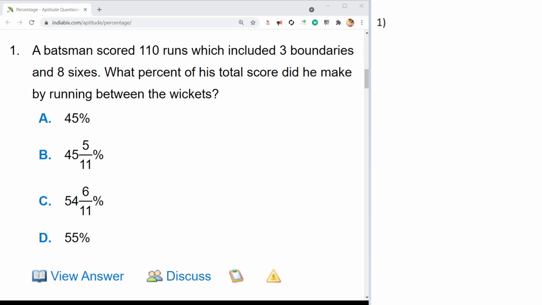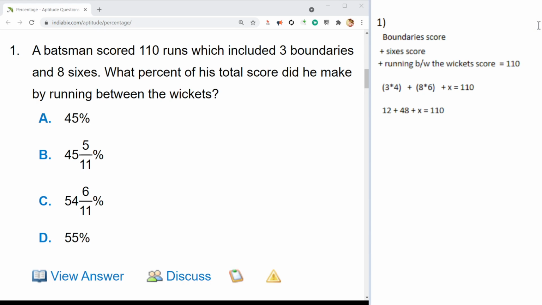Total score consists of boundaries, sixes, and running between the wickets score. The total is given as 110. Boundary score, 6 score and running between the wickets score. Total is equal to 110. Boundary score, 3 boundaries, so 3 into 4, plus 8 sixes, 8 into 6, plus, assume x is the running between the wickets score. So total is equal to 110. If you further simplify, 12 plus 48 plus x is equal to 110. From this we get x equals 50.